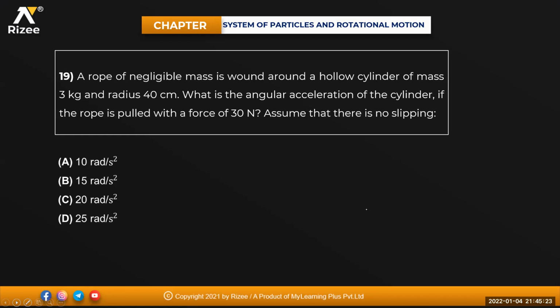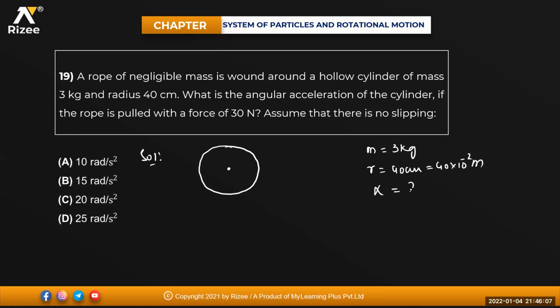Next one. A rope of negligible mass is wound around a hollow cylinder of mass 3 kg and radius 40 centimeter. What is the angular acceleration of the cylinder if the rope is pulled with a force of 30 Newton? Assume that there is no slipping. A rope of negligible mass is wound around a hollow cylinder. Okay, something like this. This is your hollow cylinder. The rope of negligible mass. Mass of your hollow cylinder is 3 kg, and radius of this one is 40 centimeters. So that will be 40 into 10 to the power of minus 2 meters.